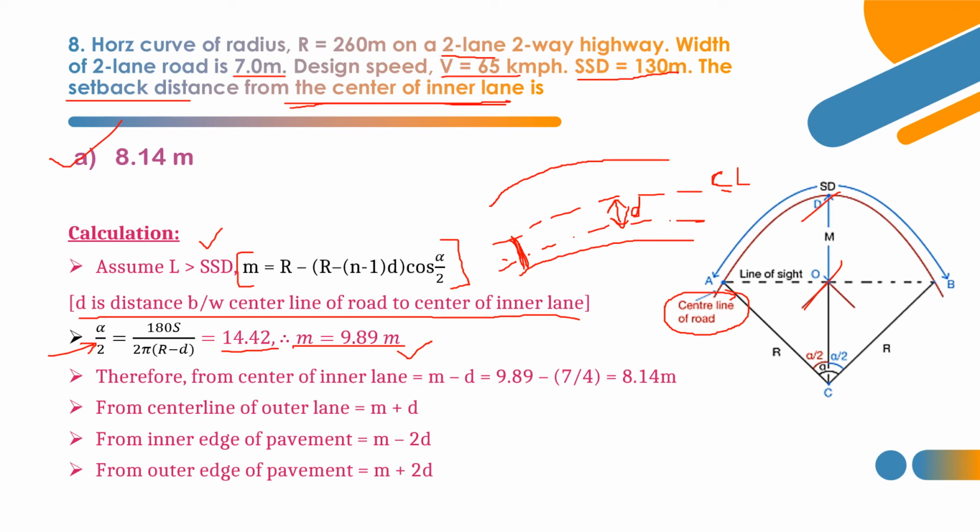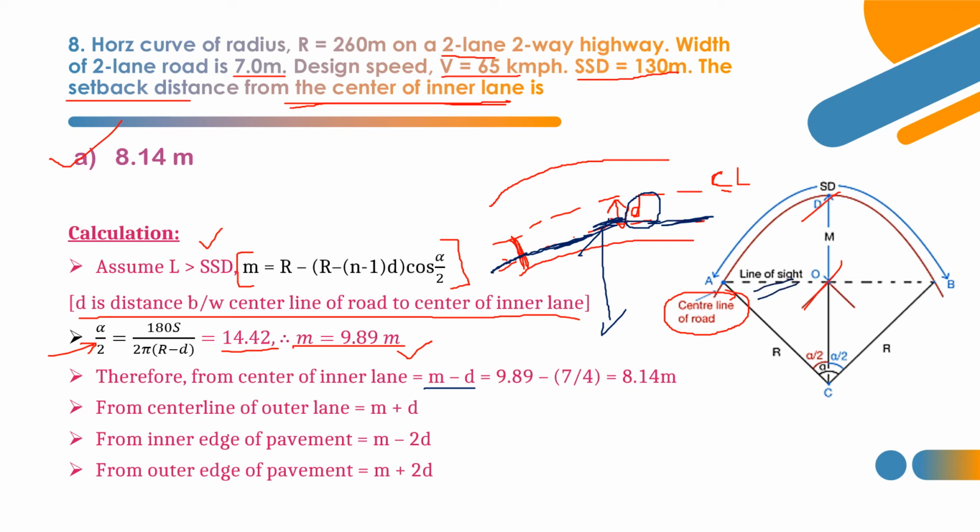We have to calculate the setback distance from this one. This is the center of inner lane. So from this we have to calculate the setback distance. For that we have to subtract the small d value. So that's why m minus d is calculated to get the answer for setback distance from center of inner lane, that is, center of inner lane to the line of sight.